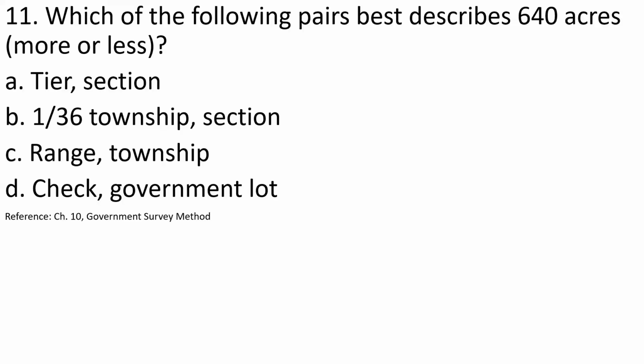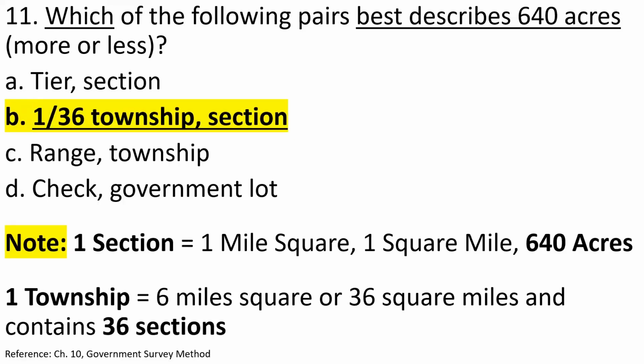Number 11. Which of the following pairs best describes 640 acres, more or less? The answer here would be B. Remember, a township has 36 sections, so 1/36 of a township would be a section. And a section is 1 mile square, 1 square mile, 640 acres. 1/36 is one section out of 36 sections of a township. That is the one that's correct here.